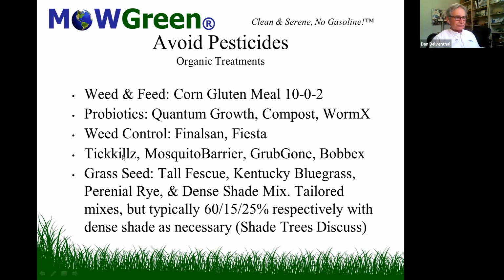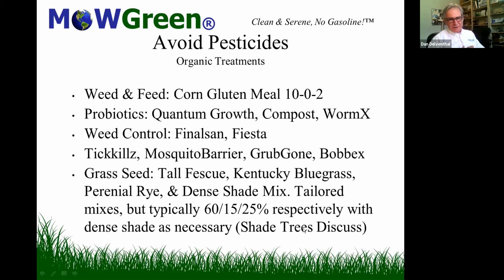Fiesta is selective. It will actually groom broadleaf weeds in turf without killing the grass. It's an iron chelate. We use tick kills, mosquito barrier, a lot of essential oils, primarily repellents. Grub gone, which is BTG, Bacillus thuringiensis, Galilee. It doesn't harm anything. It's bacteria. Bob-X is deer repellent. There's also liquid deer repellent, mint scented, and things like that. We do mixes of grass, certified weed-free grasses. Fescue to the rescue. We mix in a little bluegrass and perennial rye, which germinates faster. We'll add dense shade mix if we're in shade trees.